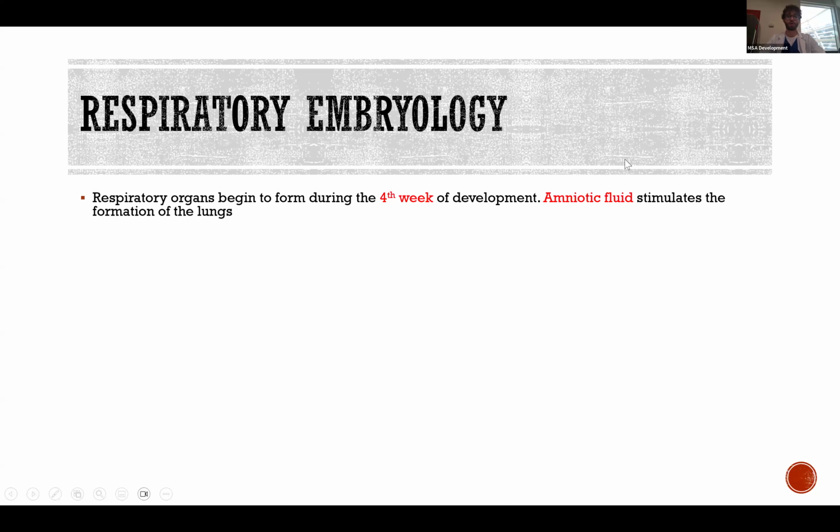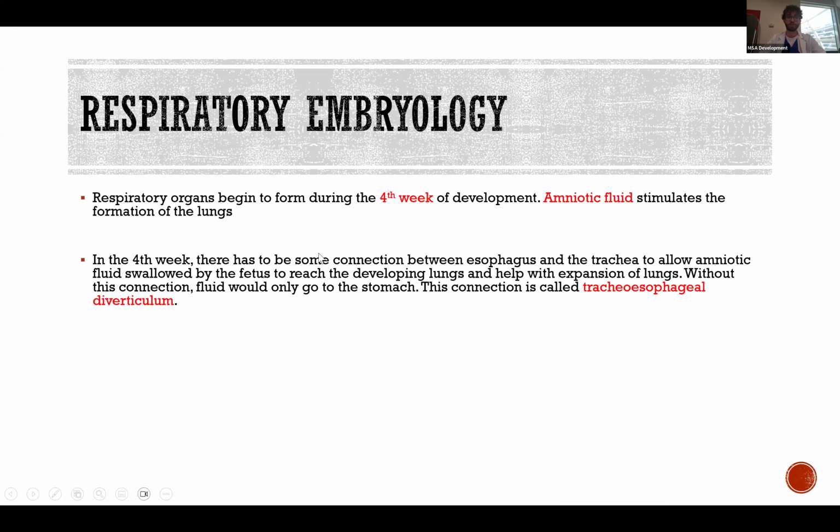week, like the heart. Amniotic fluid is what stimulates the formation of the lungs. In the fourth week, there has to be some connection between the esophagus and the trachea. Why? Because we want to allow the amniotic fluid to reach the lungs, to help the expansion of the lungs. Without this connection, fluid will only go to the stomach, straight to the esophagus. This normal connection is called tracheoesophageal diverticulum or septum. Both of them are the same thing.